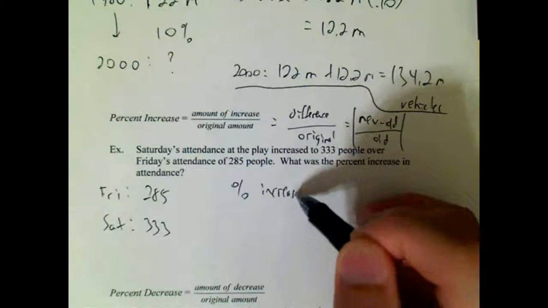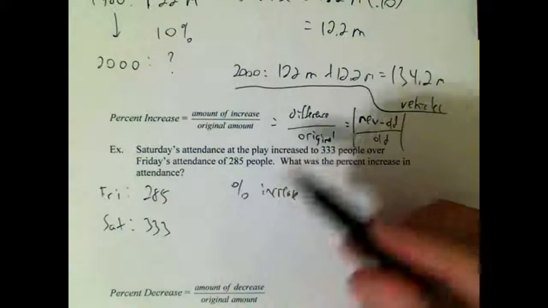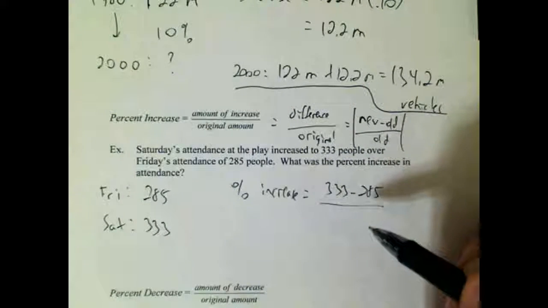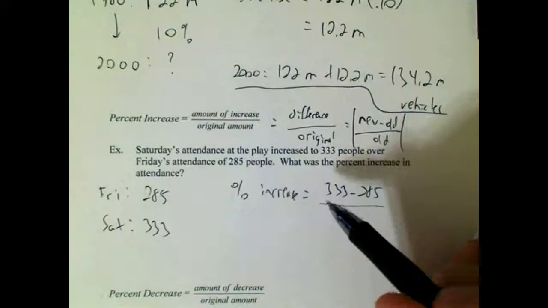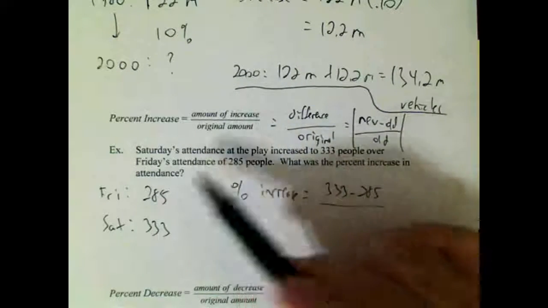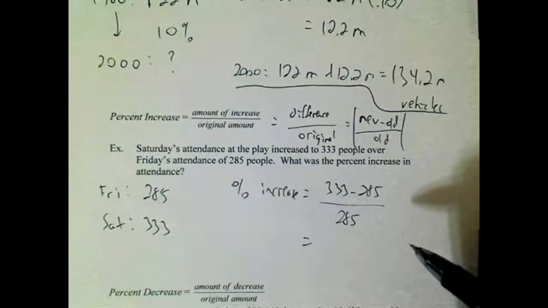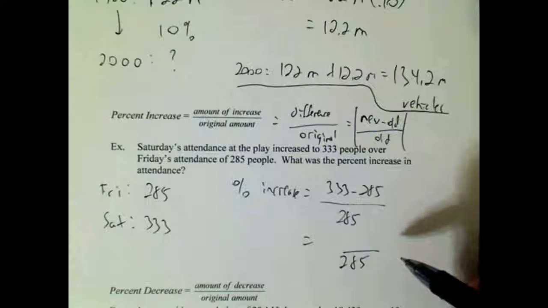The difference in those two is 333 minus 285. And then find the percent. You always divide by what you started with, the original amount. The original amount is 285. Always divide by the original amount. And so 285 stays on the bottom. 333 minus 285 looks like it's probably 48 to me.